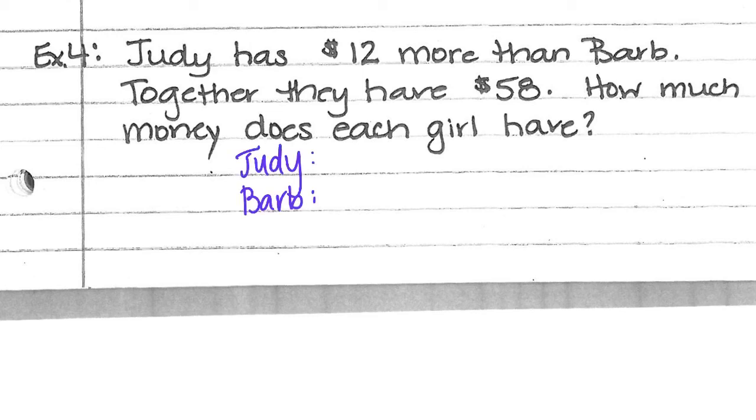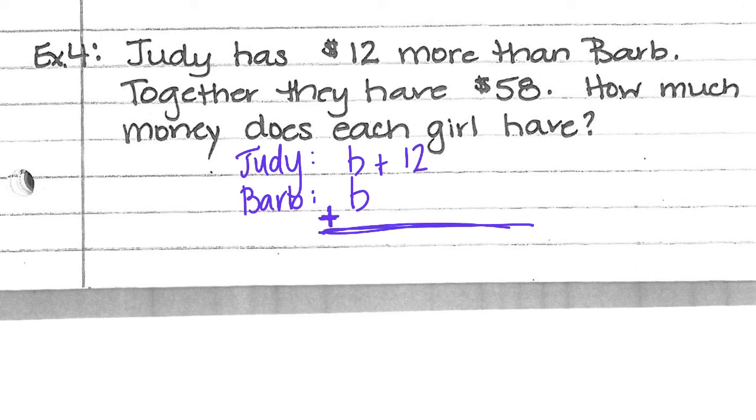All right. Judy has $12 more than Barb. Did you call Judy J or Barb B? I called Barb B. If I compare Judy and Barb, what will I call Judy? B plus 12, because she has $12 more than Barb. Are y'all with me? Yes. Together, what did I do with the money? They have $58. Together, what did I do with the money? You added.